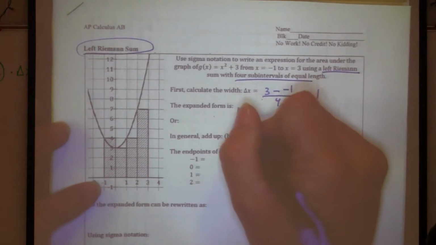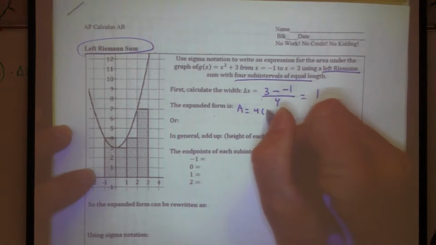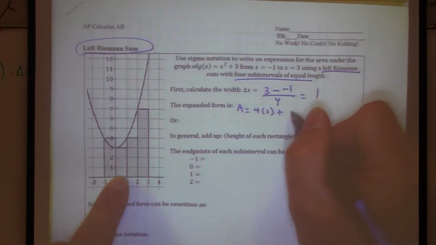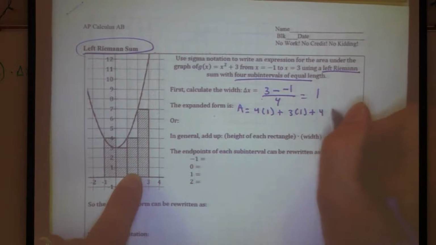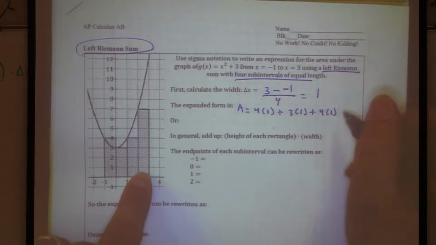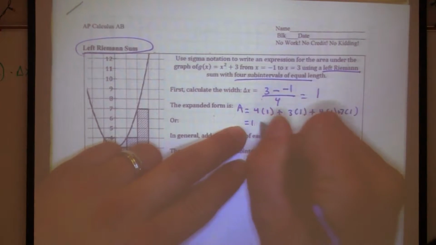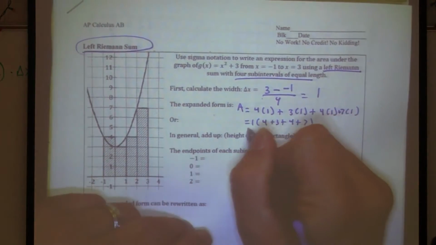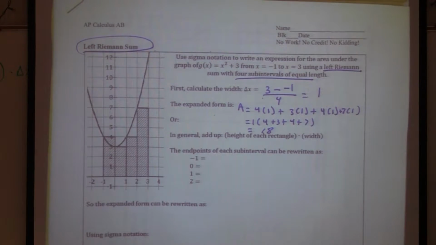What would the area of the first rectangle be? What's the height? 4 times the width, 1. Plus, what's the area of the next rectangle? 3 times 1. Plus, the area of the next one? 4 times 1. Plus, the area of the next one? 7 times 1, right? So we know that that's just the same thing as 1 times 4 plus 3 plus 4 plus 7. So what does that give us? 18.